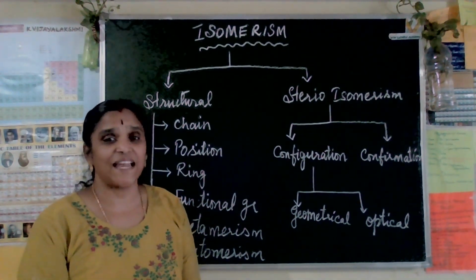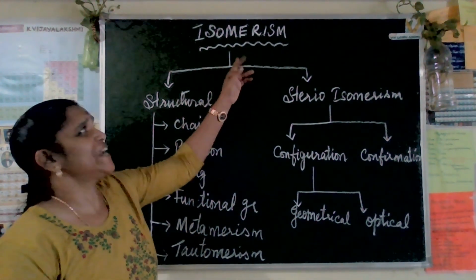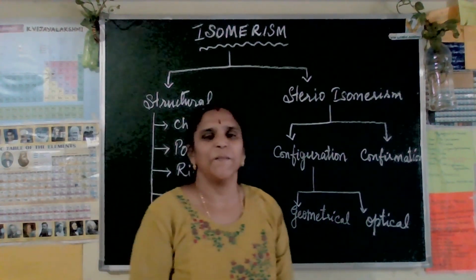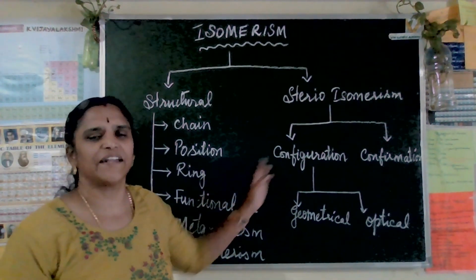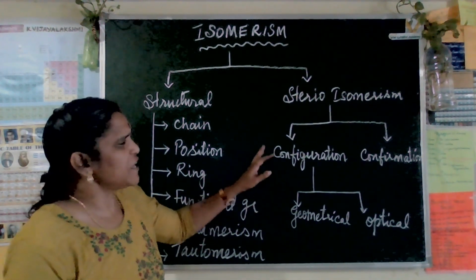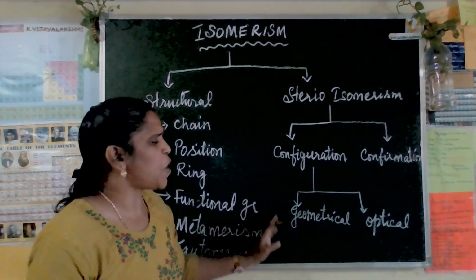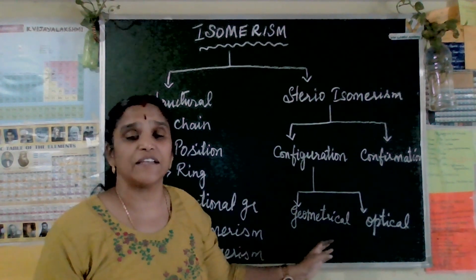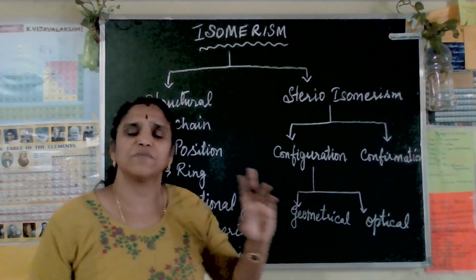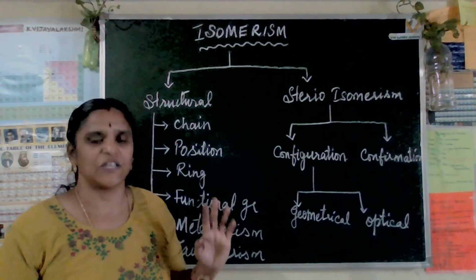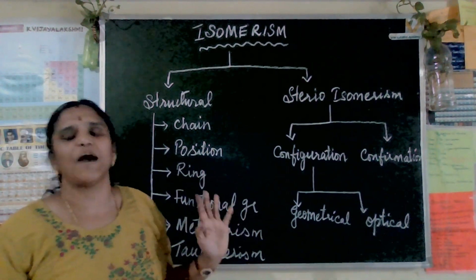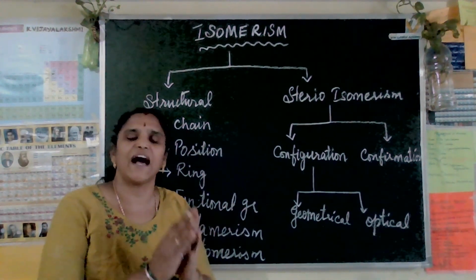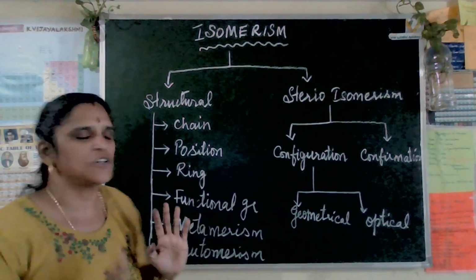Hello students, let us go to understand about isomerism, because there are so many questions related to isomerism, especially stereoisomers, optical isomers, geometrical isomers, cis and trans isomers. There are so many questions. So let us understand the complete idea about isomerism. Today our topic is isomers only.